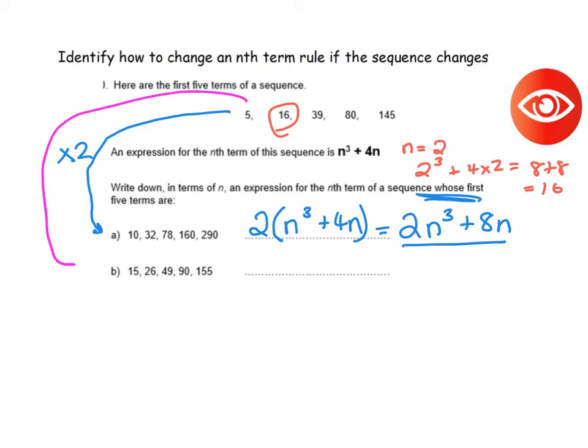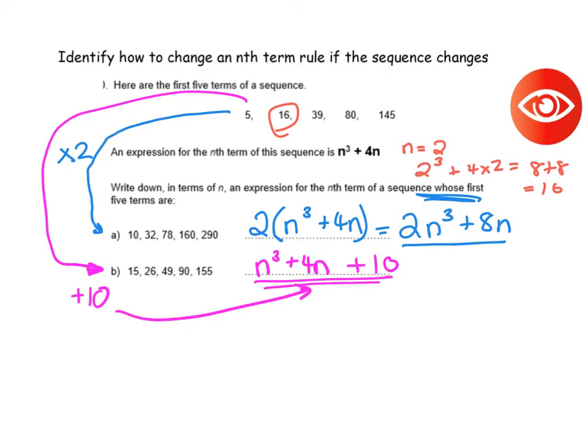So let's look at the second one. How do you get from the first lot of numbers to the second? Have a little look. Hopefully you can all see it. It's adding 10 each time. So all of those numbers are 10 higher. That means we've got our sequence from before, and all I've done is add 10 to it, and that's it. I can't simplify it any further, so I leave it like that.